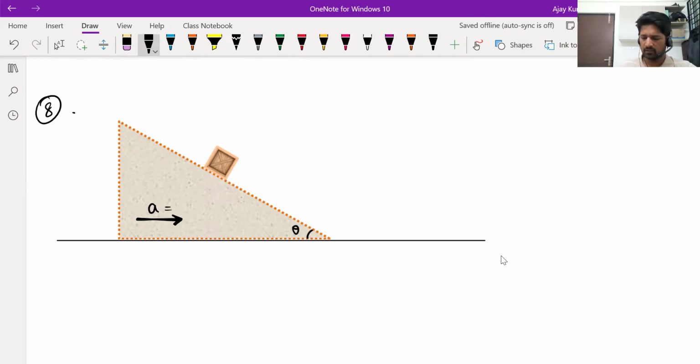Can one of you tell me how much should the acceleration of the wedge be such that the block does not slide? How much should the acceleration of the wedge be such that the block does not slide?